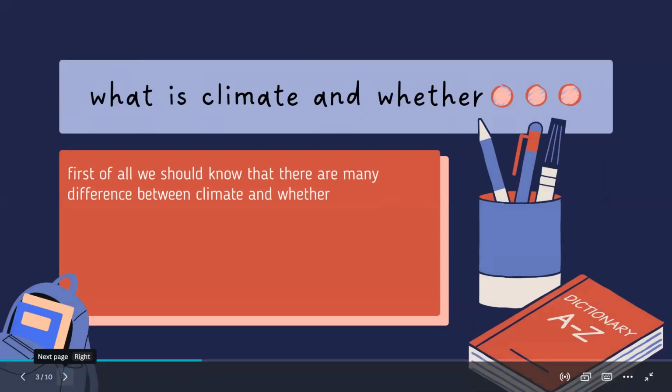What is climate and weather? So first of all, we should know that climate and weather are different, and have more differences between them. So let's see what the differences are.